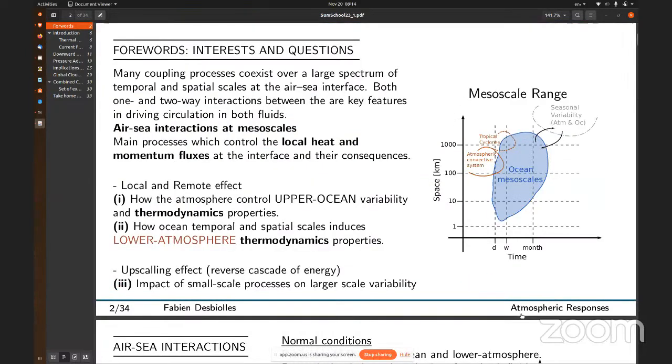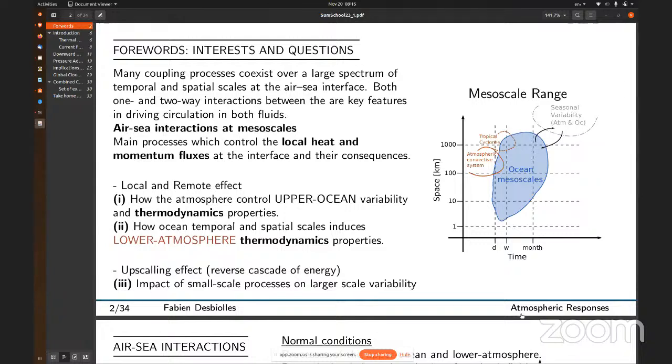So just to quickly introduce, we know that many couplings coexist over a large spectrum of temporal and spatial scales. And both one-way and two-way interactions are very important for both fluids. The main processes of air-sea interaction control local heat and momentum fluxes, which is very, very important for both fluid dynamics.